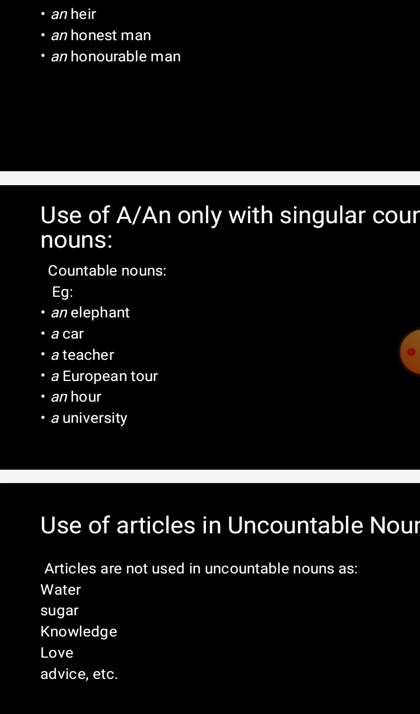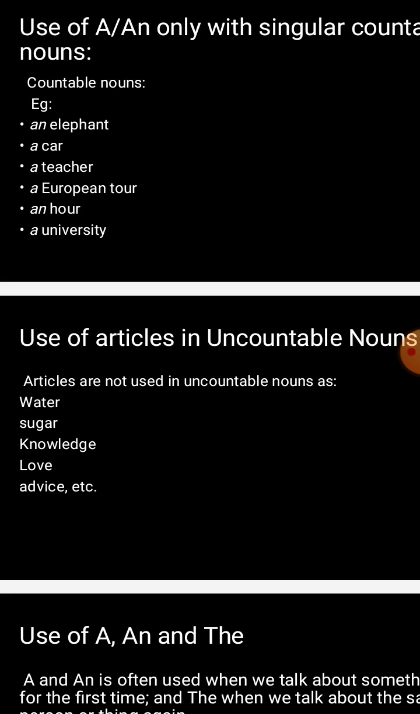Now, use of articles with uncountable nouns. As I told you, nouns are singular and plural. A or an is used before singular nouns. Again, no article is used before uncountable nouns. Now, what are uncountable nouns?